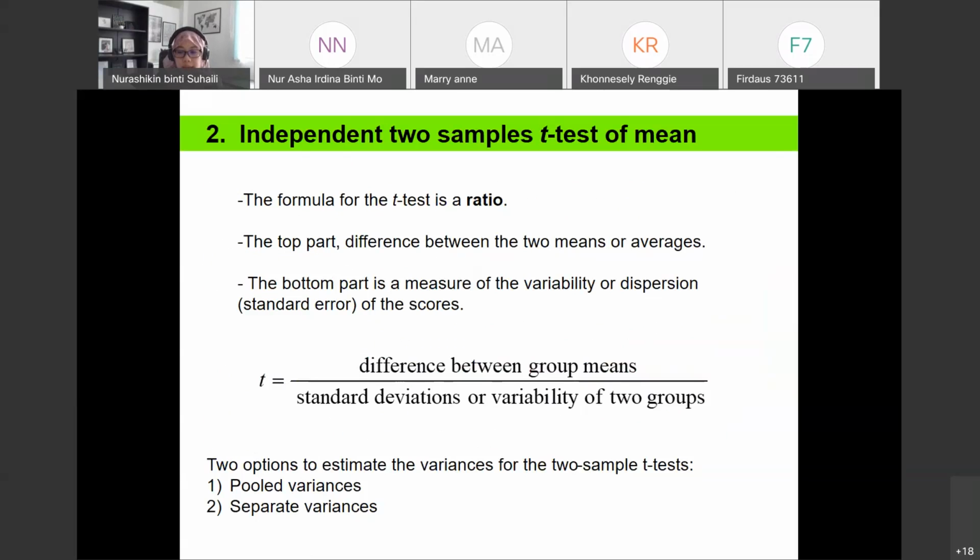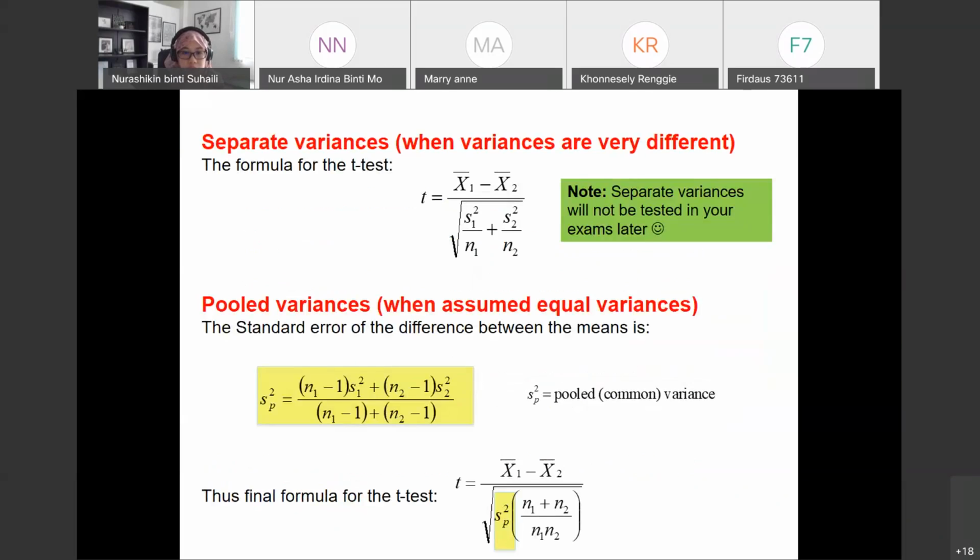So when the standard deviations of the two samples are unknown, you can know from the question that the standard deviations are unknown because there is no information given. So you have to know by yourself that now the standard deviations are unknown. You have to use the t-test, unlike the first case just now where the standard deviations are given.